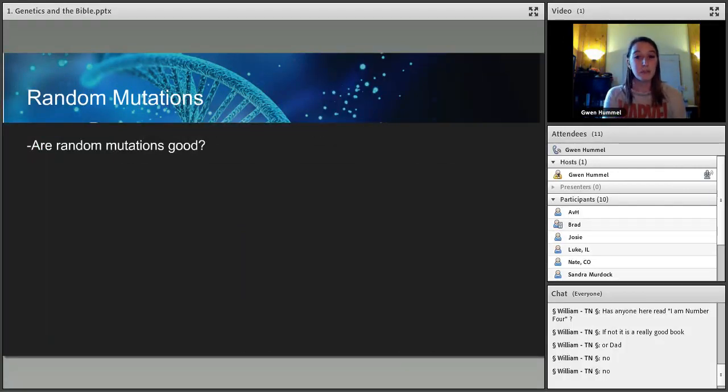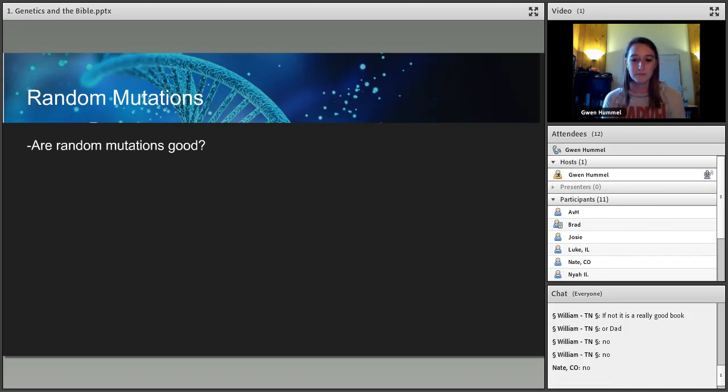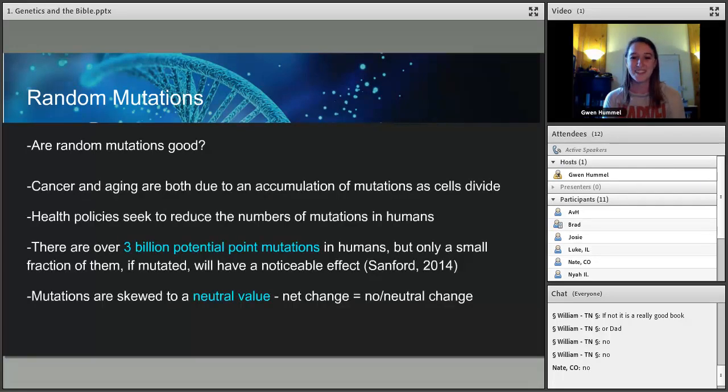So here's a big question. Are random mutations good? Remember, when we're looking at the genome, we're looking at evolution, they say everything came together because of random mutations, these good mutations coming up. Are these mutations even good? Do you guys have any ideas? No, you don't think they're good?